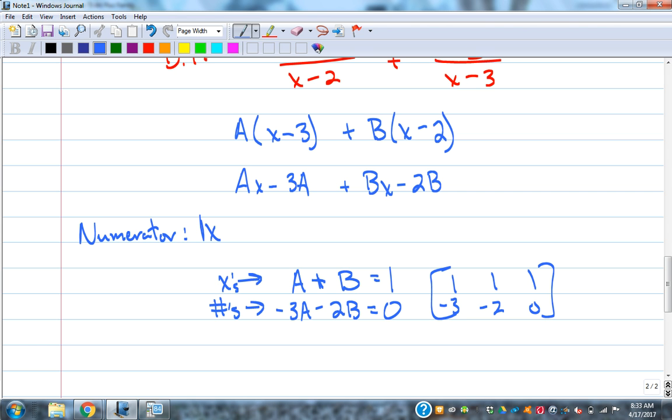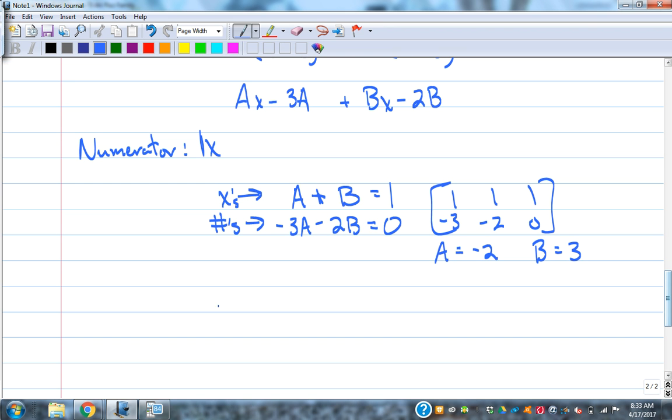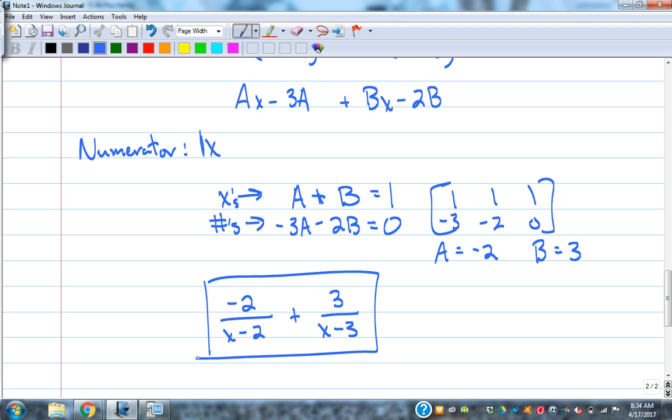Okay. All right. When we run RREF on that, we get A is equal to what? -2. And B is equal to 3. So the decomposed fraction would be -2 over x minus 2 plus 3 over x minus 3. And that's the decomposed fraction.